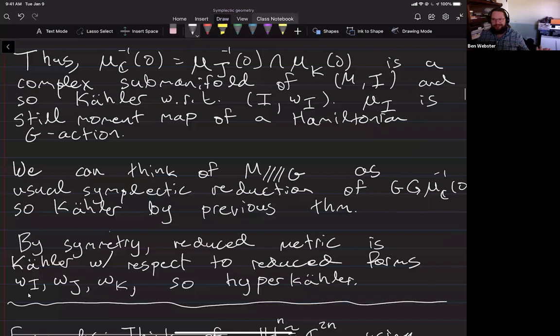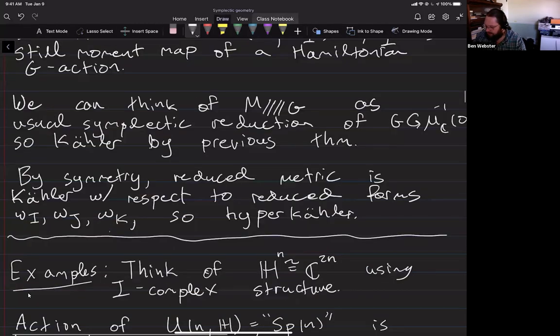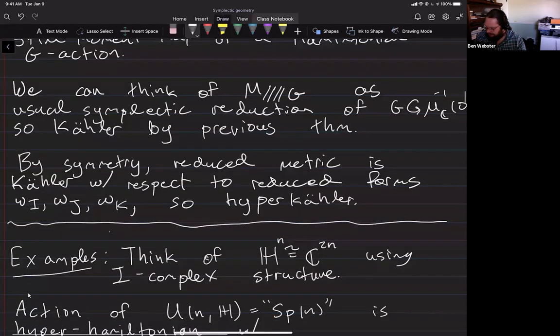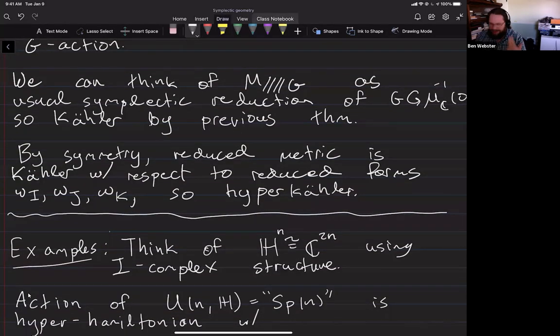All right, so this is actually a pretty easy theorem. You have to believe this thing about Kähler reduction as a black box, which is not totally trivial, but it's not extremely difficult. You just have to think about how this metric behaves.